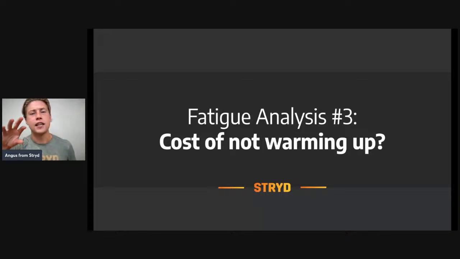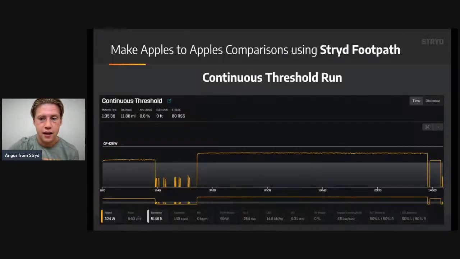So now we're going to be looking at a third case, fatigue analysis number 3. And I call this one the cost of not warming up, because this is another threshold run. It's a continuous threshold run, and I was running at a similar intensity to that run I just showed. We can see I wasn't taking any breaks. There were no repetitions. It was just one continuous threshold run for that same duration.